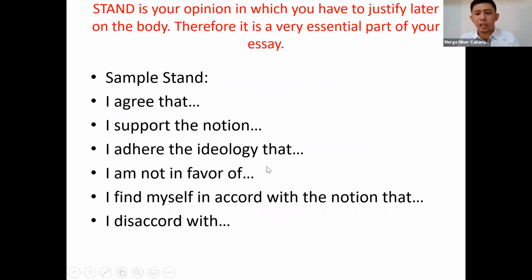Oh, so you keep on saying about stand, but I still don't understand what you mean. Stand is your opinion, which you have to justify later in the body. Therefore, this stand part of your essay writing is very essential. If you're going to write a legitimate introduction, whether it is agree, disagree, or to what extent do you agree or disagree, this stand is very essential. And this stand must be seen at the last sentence of your first paragraph.